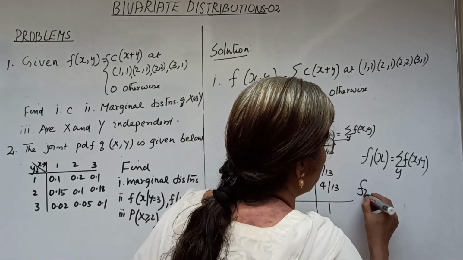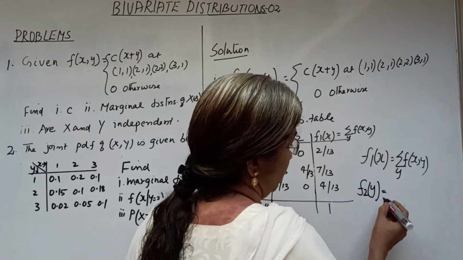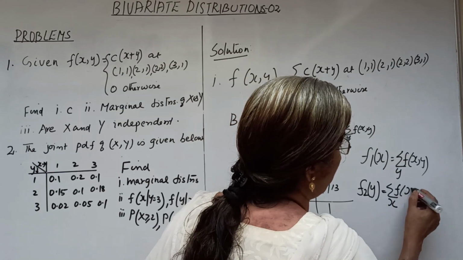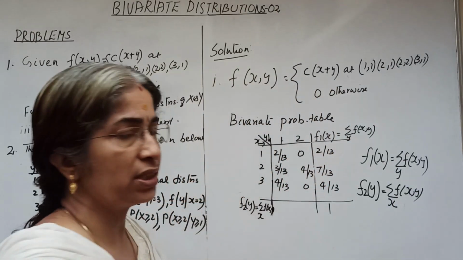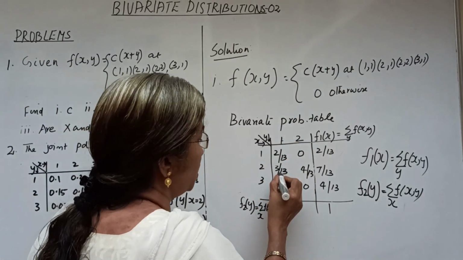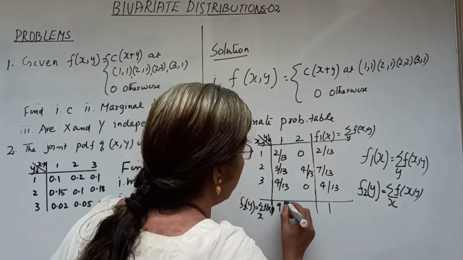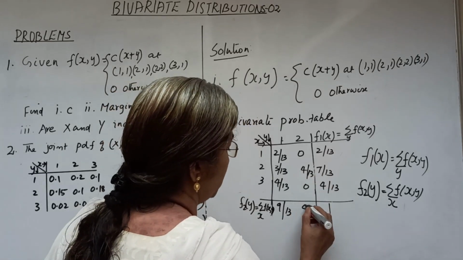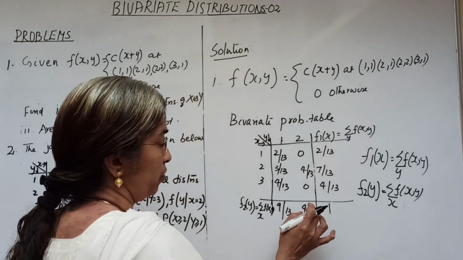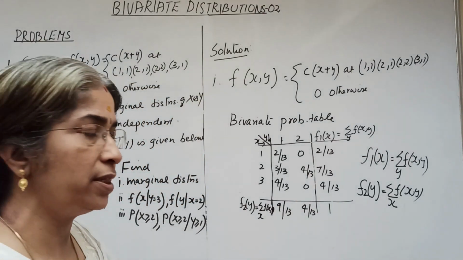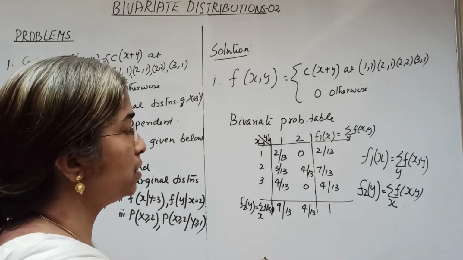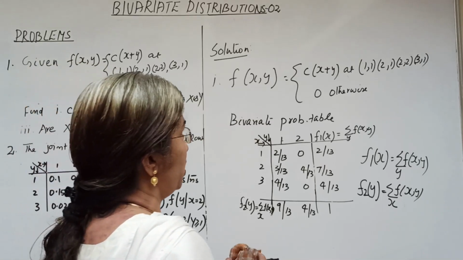And the marginal distribution of y is f2(y). So we have to sum up the x values, that is, sigma over x f(x,y) gives f2(y), that is here the column totals. So 2 plus 3, 5, plus 4, 9 by 13 and 4 by 13, and the grand total, sigma over y f2(y), equals 9 plus 4, 13 by 13, equals 1. Okay, that is, we have obtained the marginal distributions of x and y.